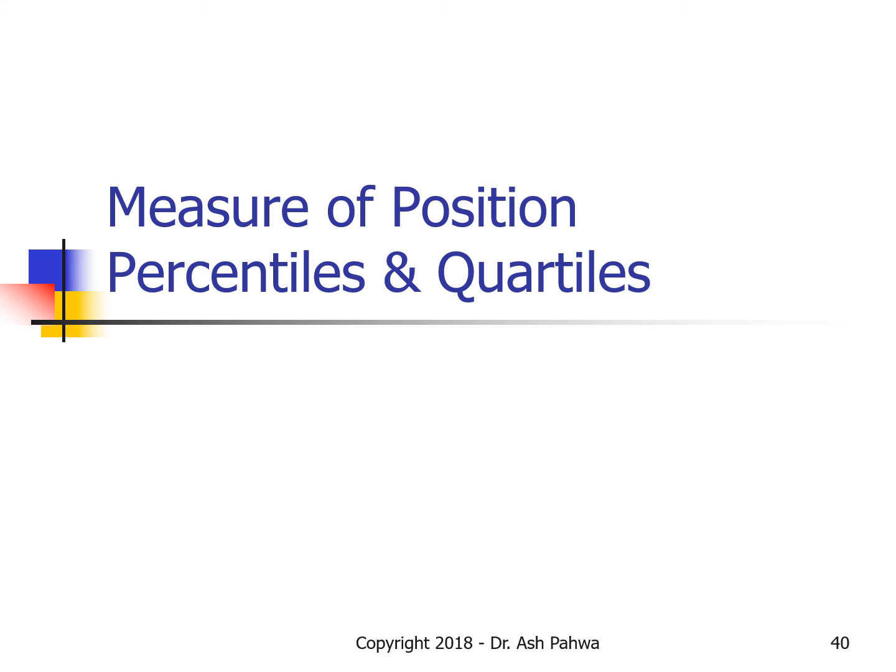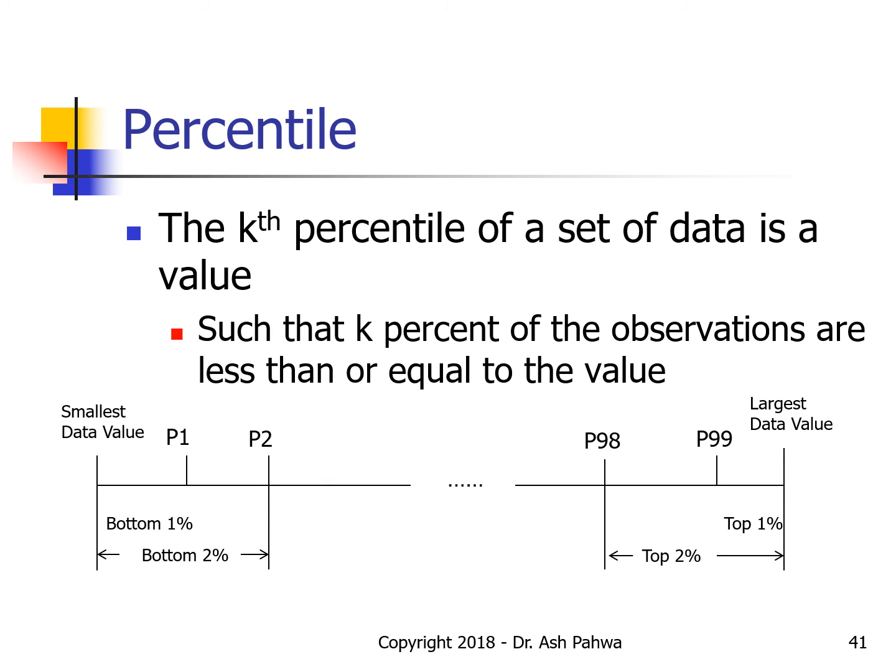So now let us look into the last portion of this particular lesson, which is about percentiles and quartiles. Let us start with percentiles. The kth percentile of a set of data is a value such that k percent of the observations are less than or equal to the value.